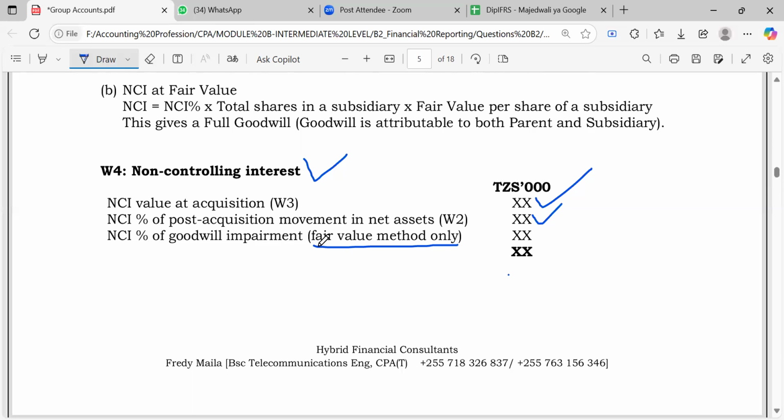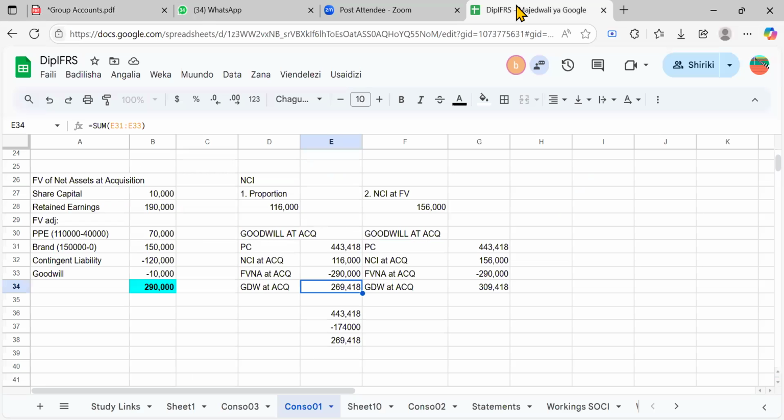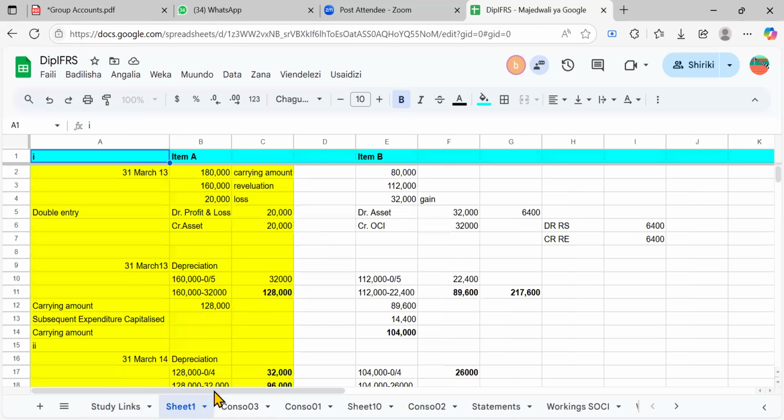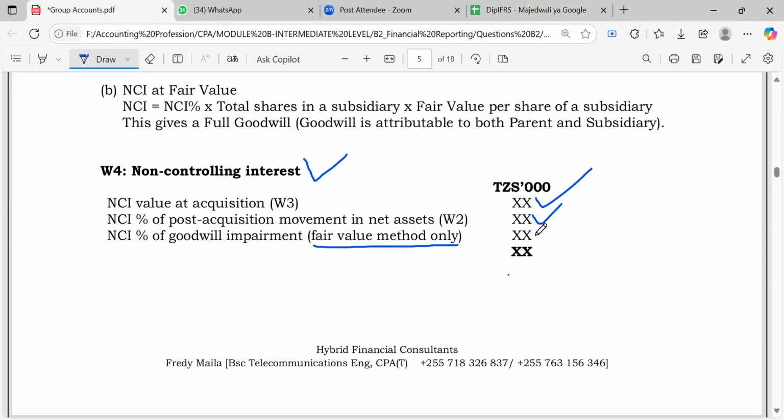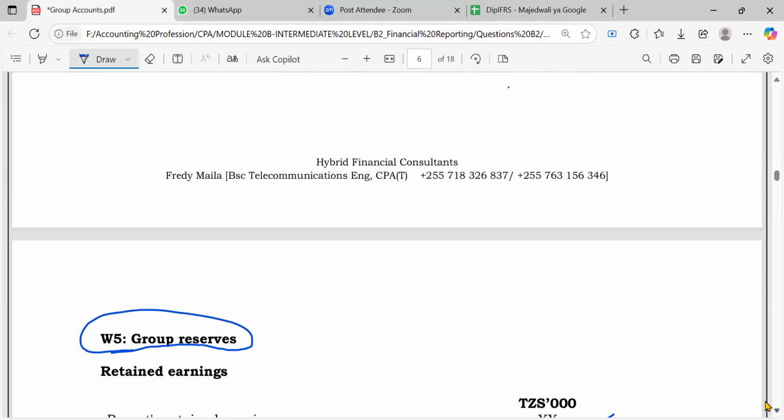But in case it was the fair value method, that's where you would find something. Where did we do it? Somewhere, sheet 10 or so. Yes, you can see here, full goodwill. We had some for NCI and some for parent interest. While for partial goodwill, everything goes to the parent. So that's why you have this. After this, I think everything else won't be an issue. You just go on.